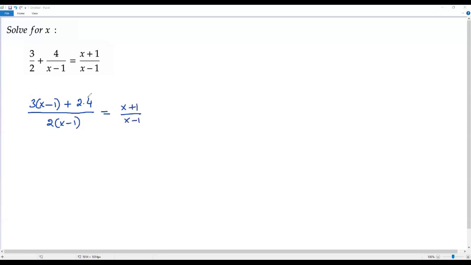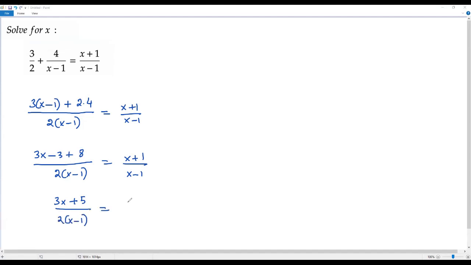Okay, now I can do some simplification over here. First I have to distribute this 3 to x and -1. When I do so, I'm getting 3x - 3 + 2 times 4, which is 8, over 2 times (x - 1) equals (x + 1) over (x - 1). So when I combine -3 and +8, I'm getting positive 5 over 2 times (x - 1) equals (x + 1) over (x - 1).